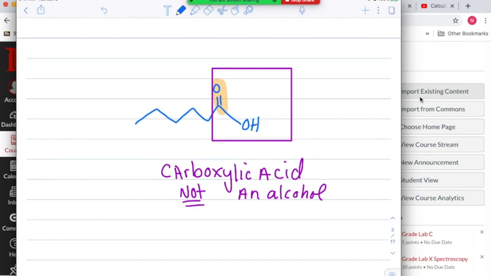But again, this is just a little review that if it had a double bond O next to the OH, we cannot call it an alcohol. Instead, we call it a carboxylic acid, and it has very different properties. So in this lab, we're going to talk about alcohols only, so there won't be anything that looks like this in this lab. So questions on anything here about why we could say this is not an alcohol? Okay.